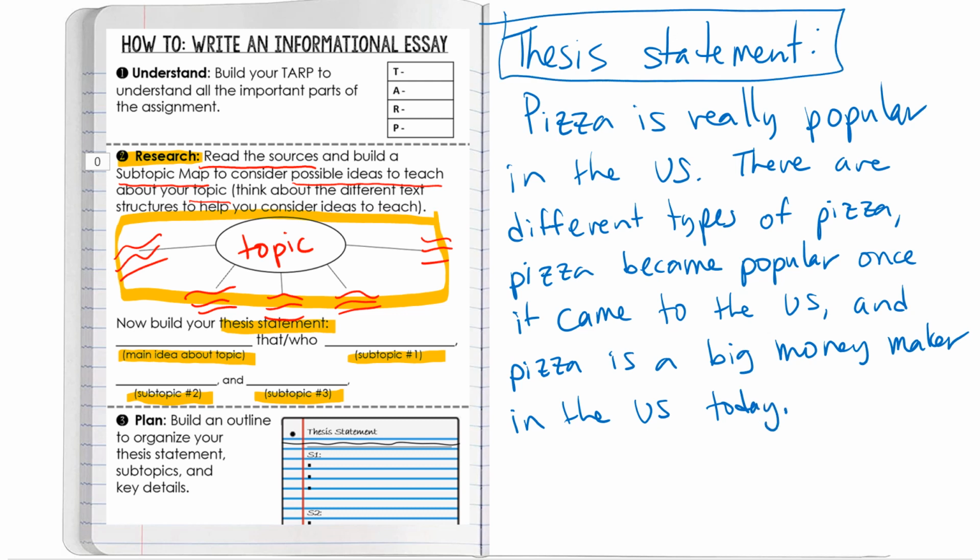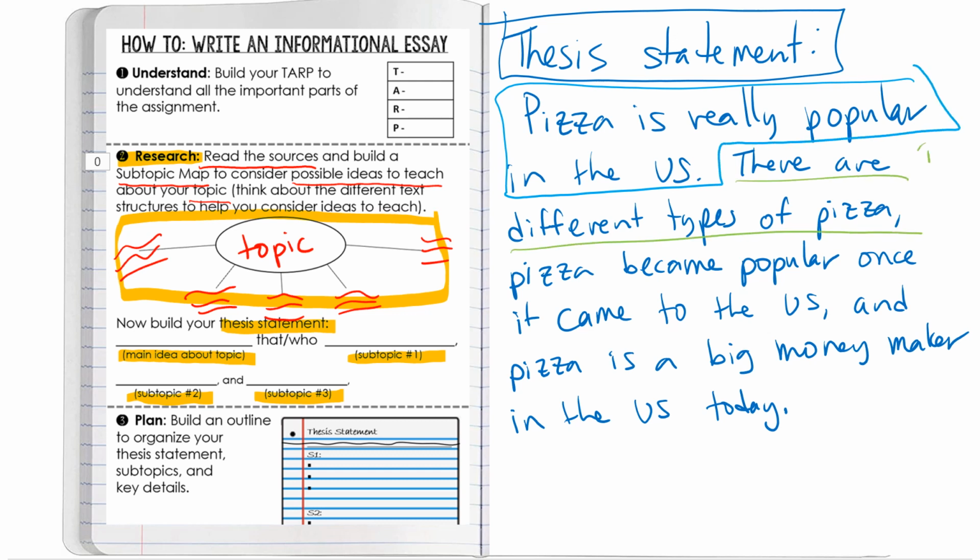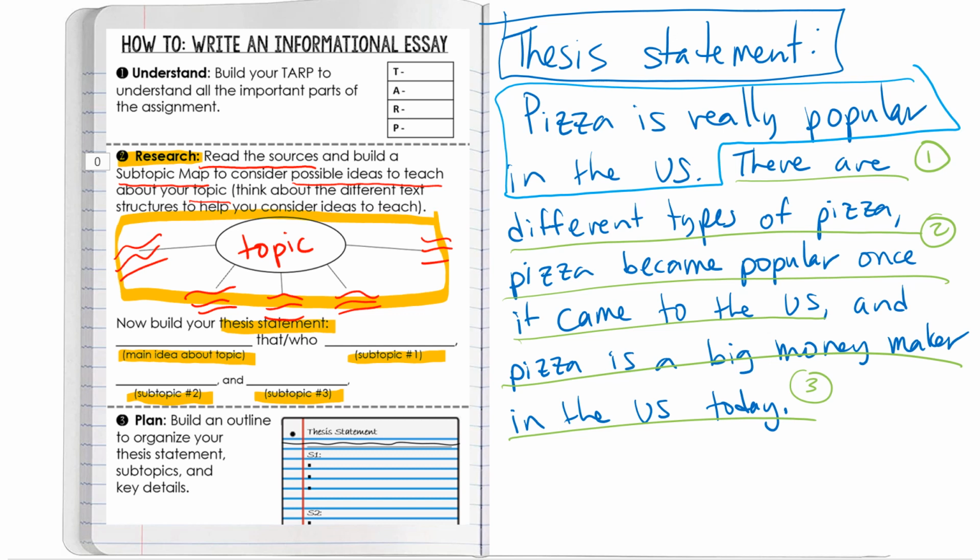Thesis statement. Pizza is really popular in the U.S. There are different types of pizza. Pizza became popular once it came to the U.S., and pizza is a big moneymaker in the U.S. today. Perfect, I like that because I can see here, this is like my thesis statement. That's like my big idea. And then here I can see this would be like my first topic sentence. This would be like my second topic sentence for my second body paragraph. And then this would be like my third topic sentence for my third body paragraph.